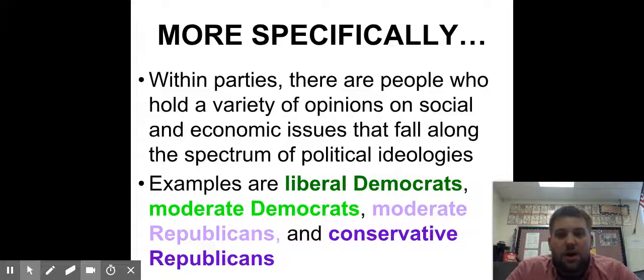Within parties, there are people often who hold a variety of opinions, however, on social and economic issues that fall along the spectrum of political ideologies, right? So you might have a liberal Democrat, you could have a moderate Democrat, moderate Republican, conservative Republican, and even your moderate Republicans or conservative Republicans might have a liberal view here or there on specific issues. An example would be a moderate Democrat who believes that all people should be able to carry a concealed weapon, right? That would be them crossing over into the right side.